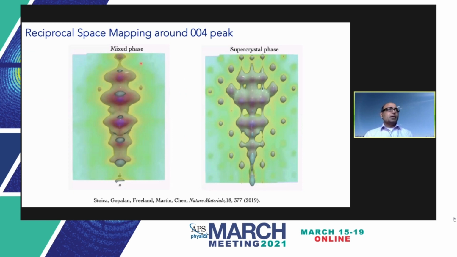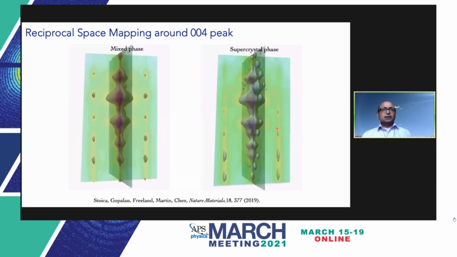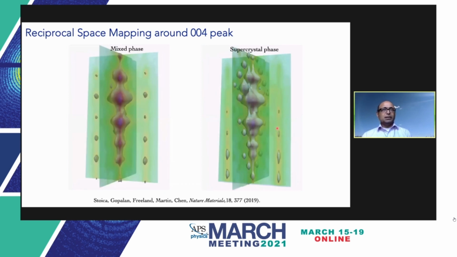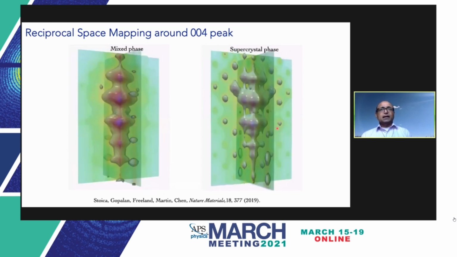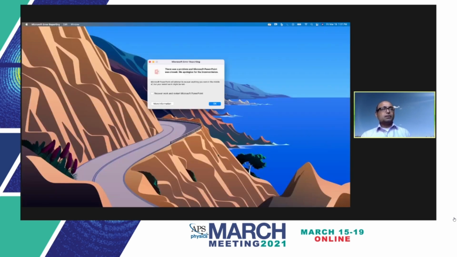So this is reciprocal space, and I'm going to talk more about these diagrams, but this is the mixed phase before, and it turns into this beautiful diffraction pattern with all of these extended higher order peaks. And we really do this in reciprocal space in 3 dimensions. We map it out. And it is very important to do that because, as you'll see, these unit cells are huge and there's a lot of complexity.